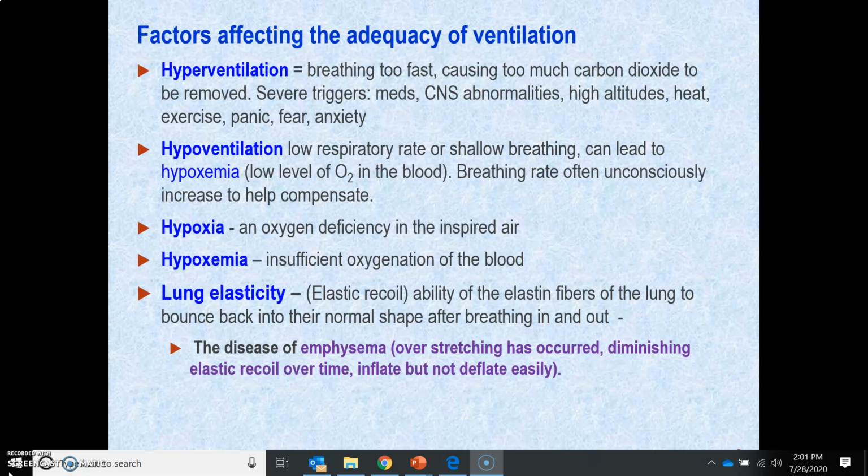Hypoxia is an oxygen deficiency in the air. Hypoxemia is insufficient oxygenation in the blood. Lung elasticity is the ability of the fibers of the lung to bounce back into their normal shape after breathing in and out. Okay, so that's really important when you're discussing emphysema or portions of COPD. With this disease process, overstretching of these fibers has occurred, and it diminishes their ability to recoil over time, so their lungs and their alveoli remain somewhat inflated and do not deflate very easily. They often look very barrel-chested in nature.